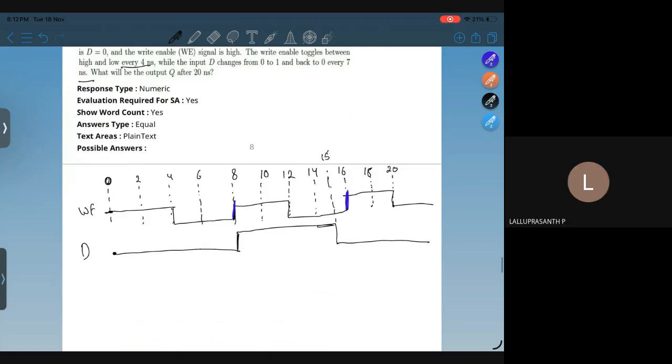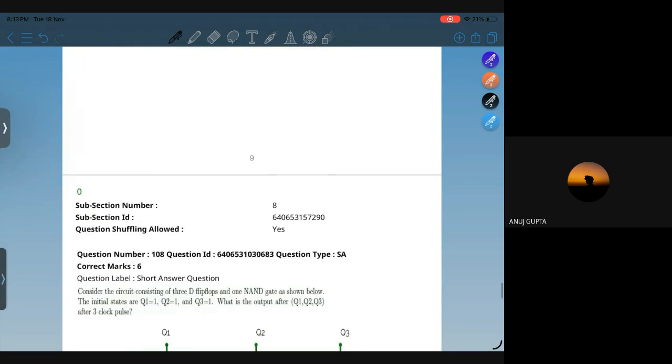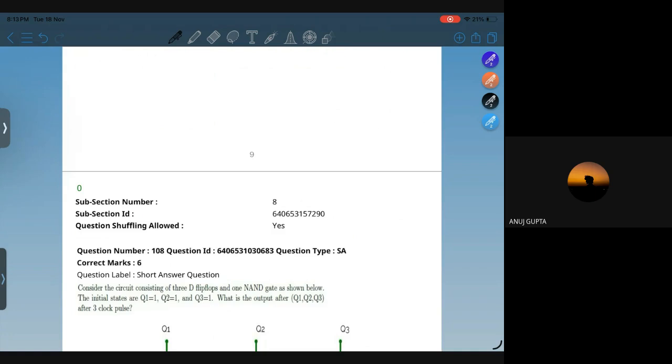So until 8 it's 0. At this time it toggles, and it stays till 16. Then it becomes down. It copies this one, right? Then it is stable. So this is 0, this is 1, this is 0. So at the end it also goes 0. Okay, then this question is also done. Let me stop the recording. This paper is complete.